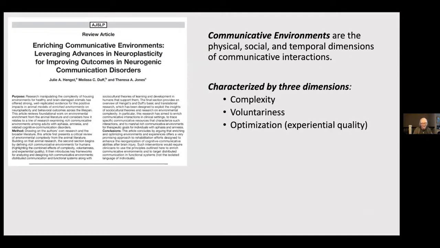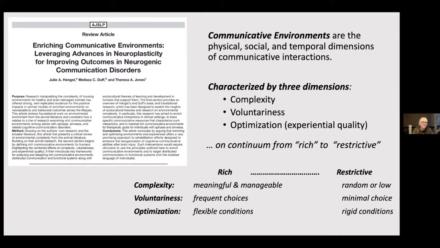So translating that work, we wanted to broadly define communicative environments as the physical, social, and temporal dimensions of all communicative interactions. Drawing on SDA theories and research, we argue that rich communicative environments can be characterized by three dimensions: complexity, voluntariness, and optimization. Each of these dimensions are described along a continuum from rich to restrictive. It's important to note that these are ways of characterizing, not judging, environments. However, theoretically, we have strong reasons to seek rich communicative environments to support situated learning.